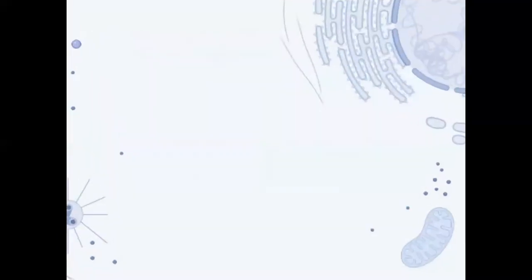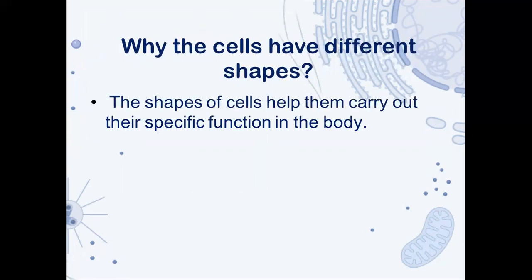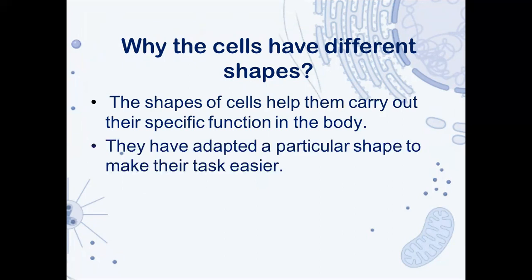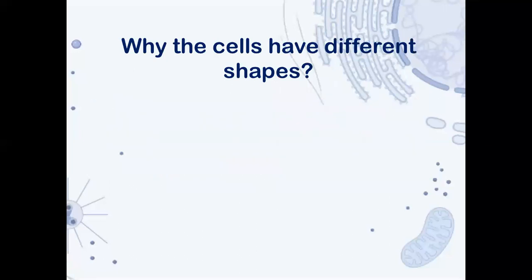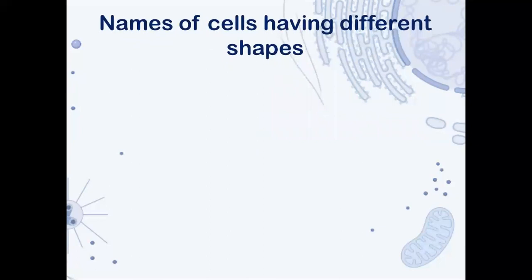When we study the variation of cells on the basis of their shape, the question that arises is why the cells have different shapes. The shapes of cells help them carry out their specific function in the body. They have adapted a particular shape to make their task easier. Names of cells having different shapes.